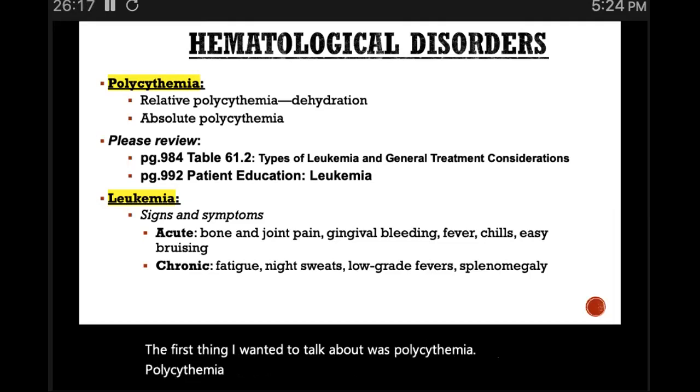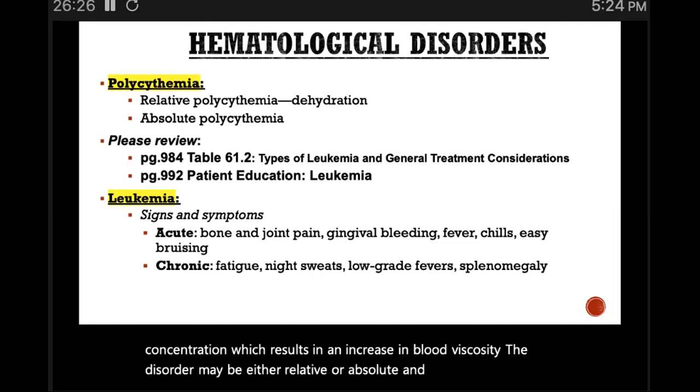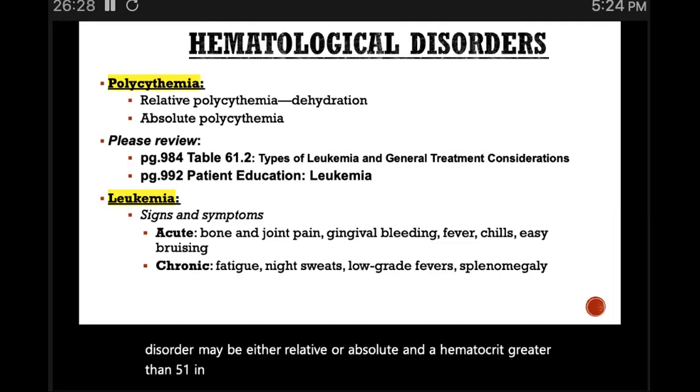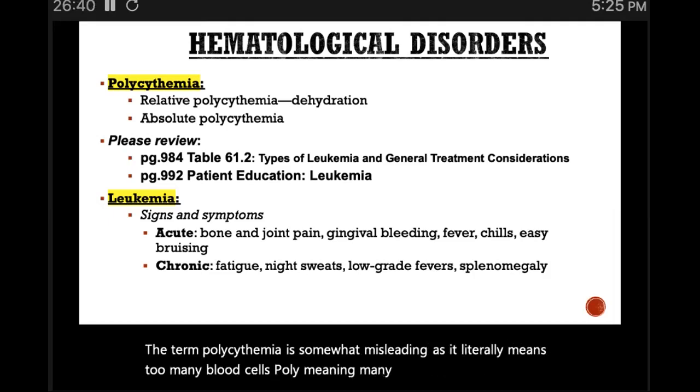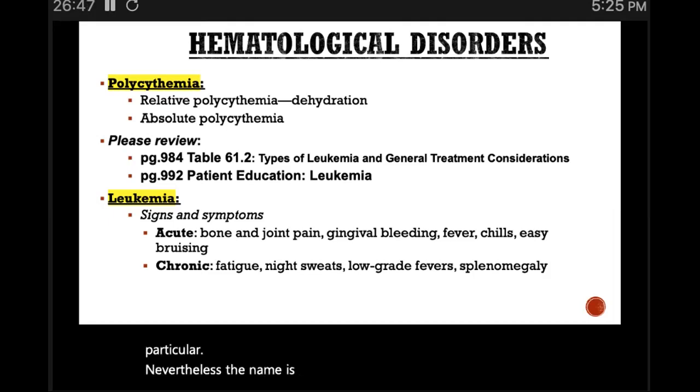Polycythemia involves an increase in the erythrocyte number or concentration, which results in an increase in blood viscosity. The disorder may be either relative or absolute, and a hematocrit greater than 51% in women and 54% in men is characteristic of this condition. The term polycythemia is somewhat misleading, as it literally means too many blood cells, poly meaning many, and cythemia meaning blood cells, rather than too many erythrocytes in particular. Nevertheless, the name is only associated with an increase in erythrocytes, okay?